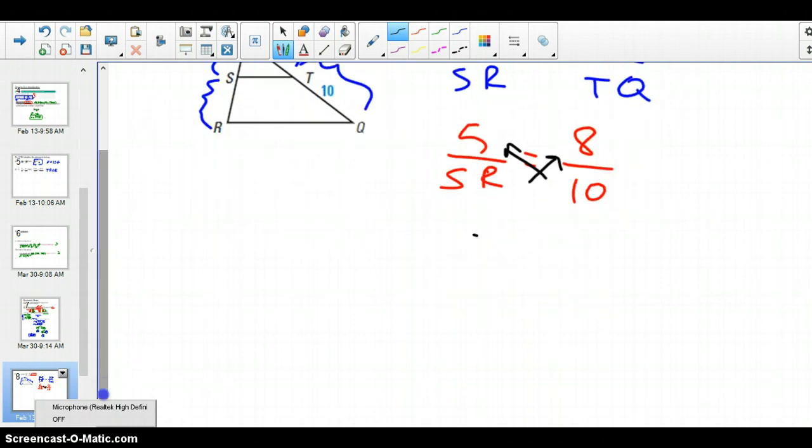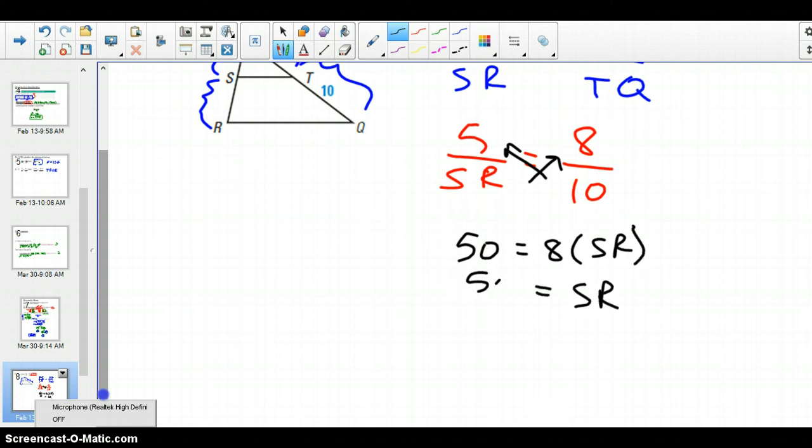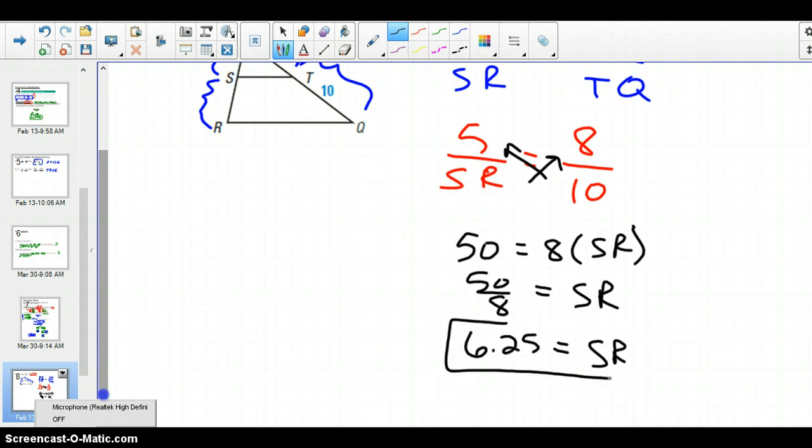And you can just do that real quick. 50 is equal to 8 times SR. SR is equal to 50 over 8. And if you simplified, SR is equal to 6.25. All right, so we'll do some more examples with the geometric mean and some more challenging ones in class.